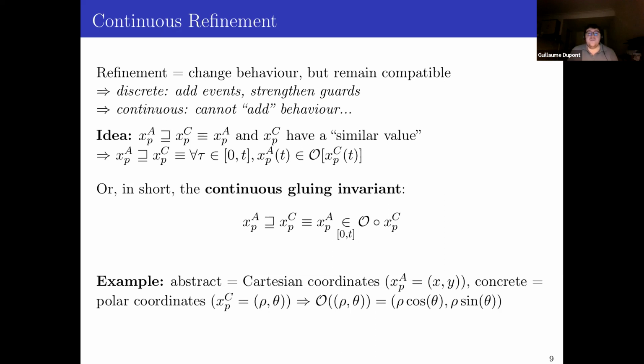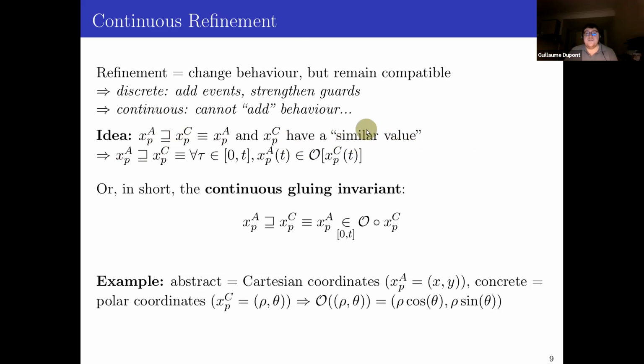Because for continuous behavior, you cannot squeeze a new time interval between two time steps. It doesn't make any sense. You have to have a behavior that remains on the same time scale, especially because we use a dense time, so we cannot squeeze anything between events. So the idea is to say that if we have two continuous variables, x_pa and x_pc, x_pa is refined by x_pc if they have a similar value.